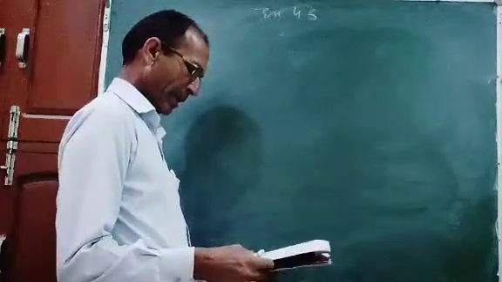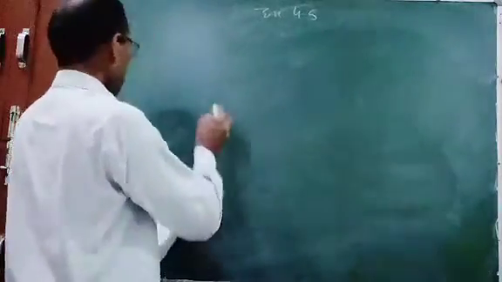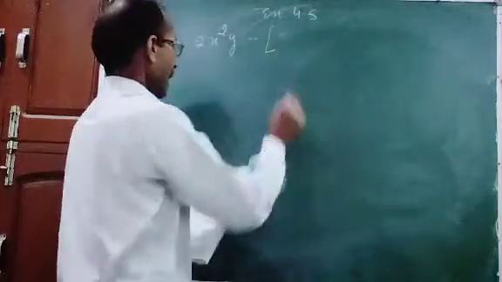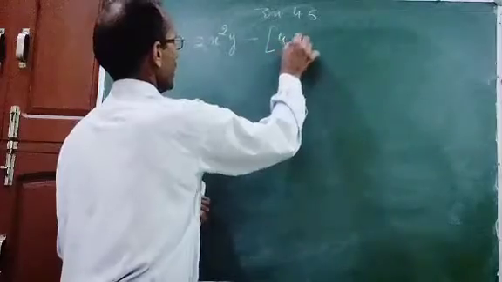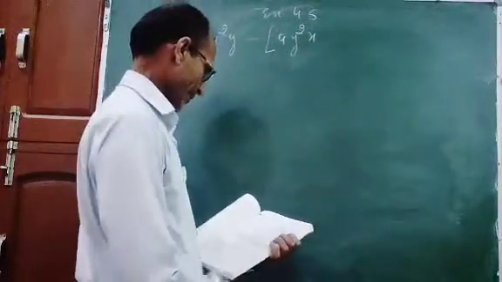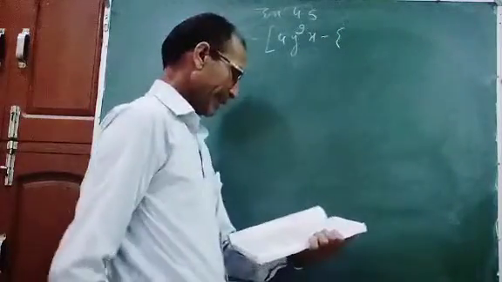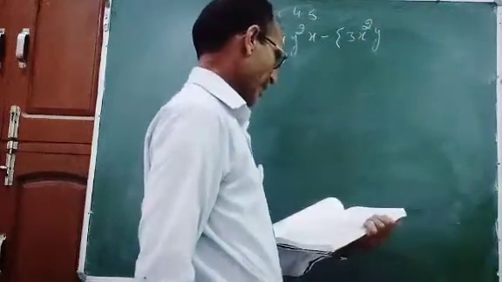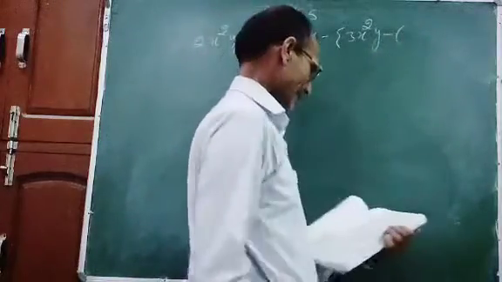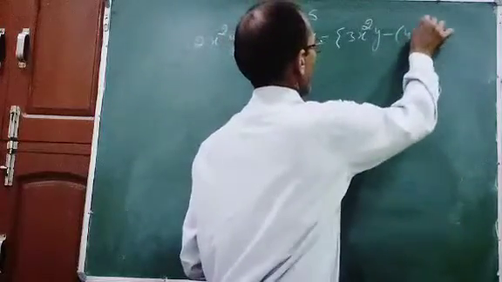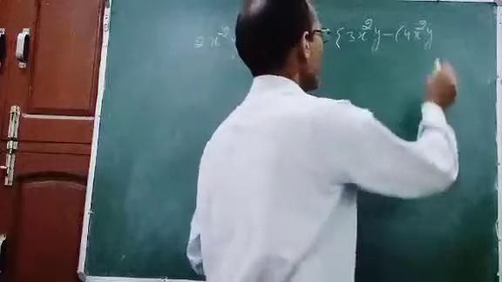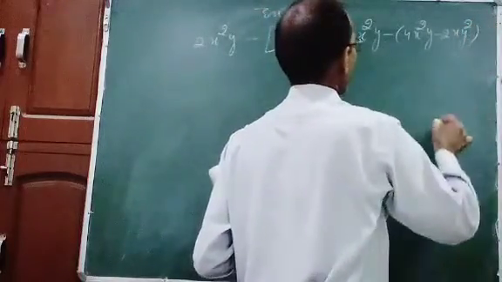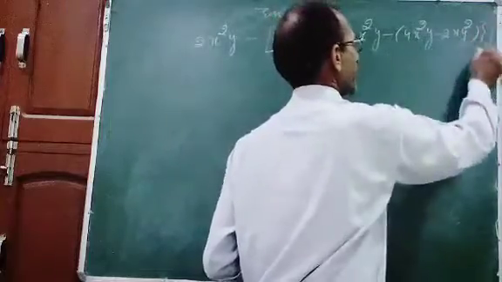Next question, question number 5. 2x square y minus square bracket start 4y square x minus curly bracket 3x square y minus small bracket start 4x square y minus 2xy square, small bracket close, curly bracket close, and square bracket close.